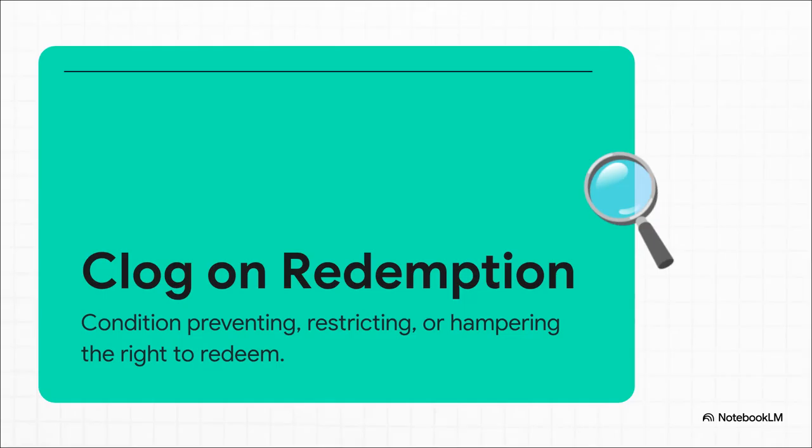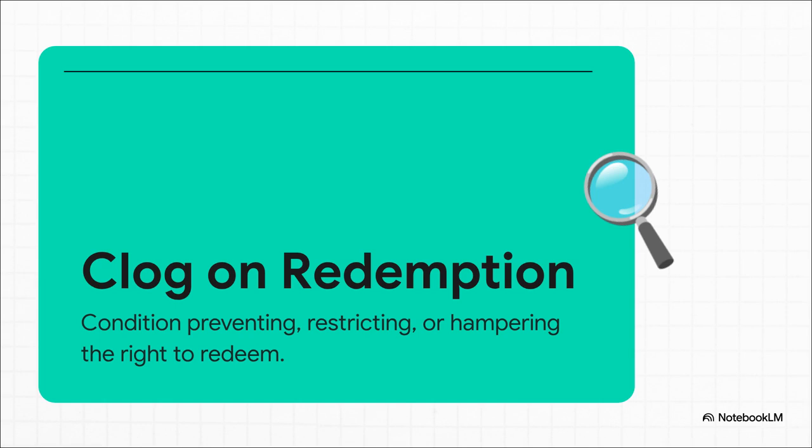Clog on redemption. Any condition that prevents, restricts, or hampers the mortgagor's right to redeem. The general rule, any such condition is void. The examiner wants to know what happens when someone tries to place restrictions on this right. I want you to actively dissect those 3 words in your exam: prevents, restricts, or hampers. You see, a clog doesn't just mean a total absolute ban on redemption.